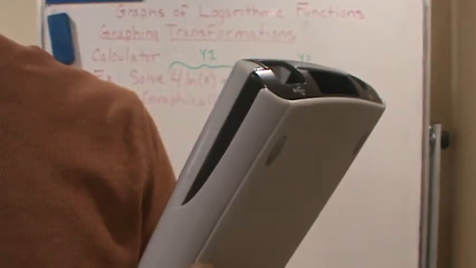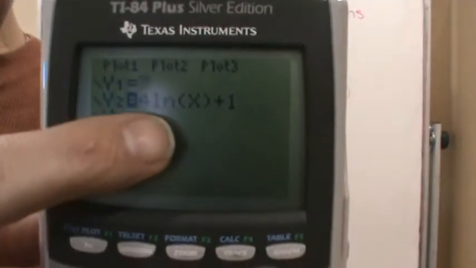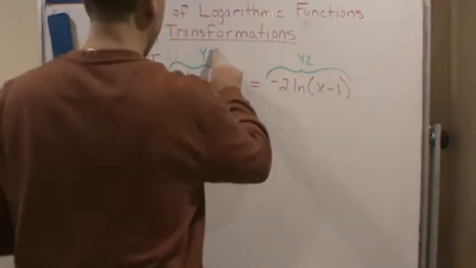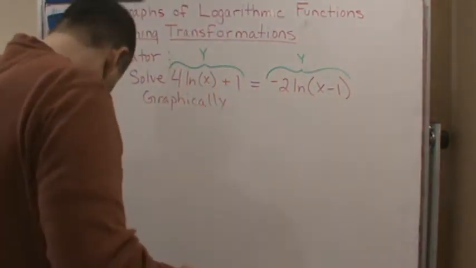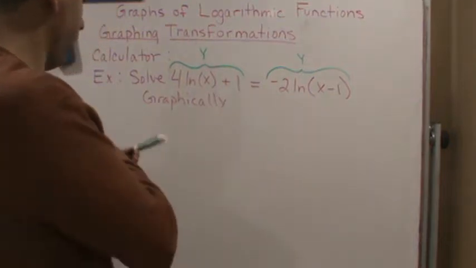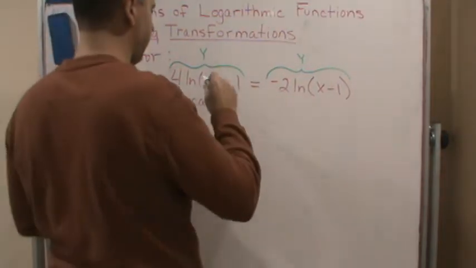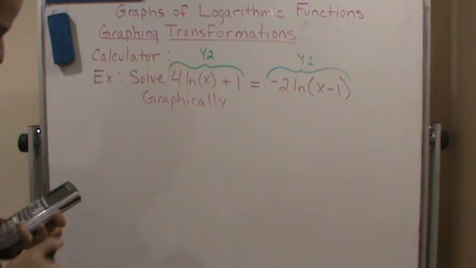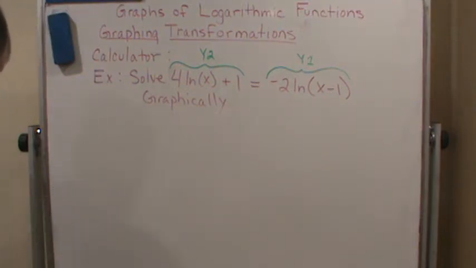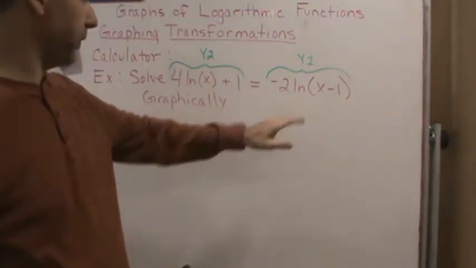Oh, wait, I put it on the wrong one. I put it on Y2. I'm just going to go up to the Y, so I entered this one on Y2, so let me change that. No big deal. It doesn't matter. There we go. Now I'm going to put this one in Y1.